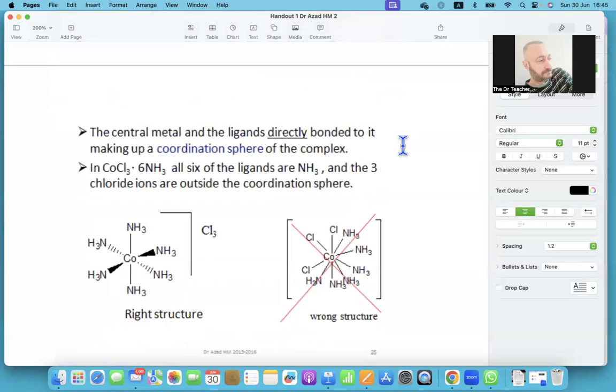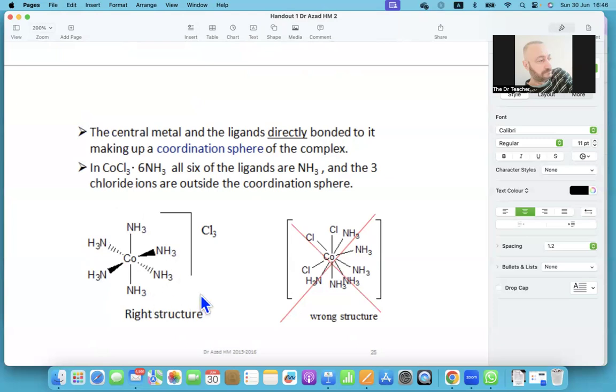The central metal and the ligands directly bonded to it make the coordination sphere of the complex. So anything inside the brackets is a coordination complex. The outside atoms are counter ions, which stabilize the structure, while the main structure is here between brackets. So this is the coordinated structure.